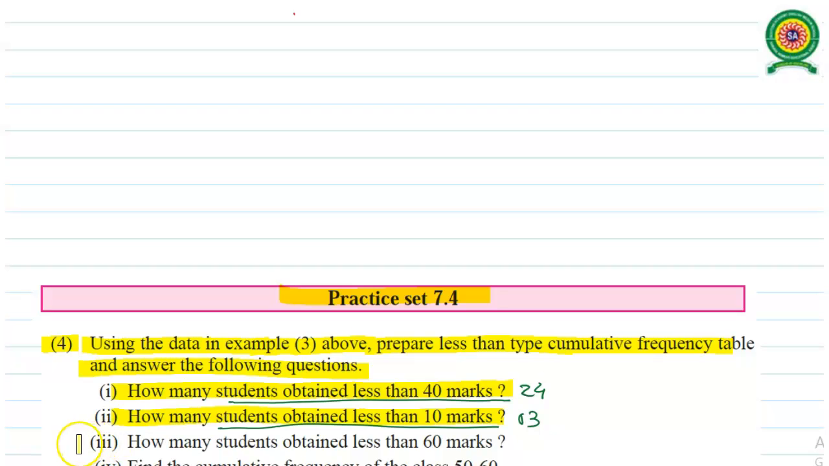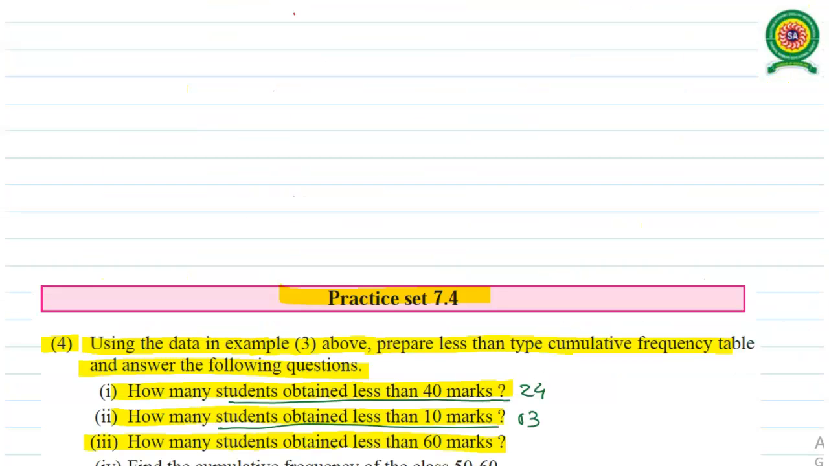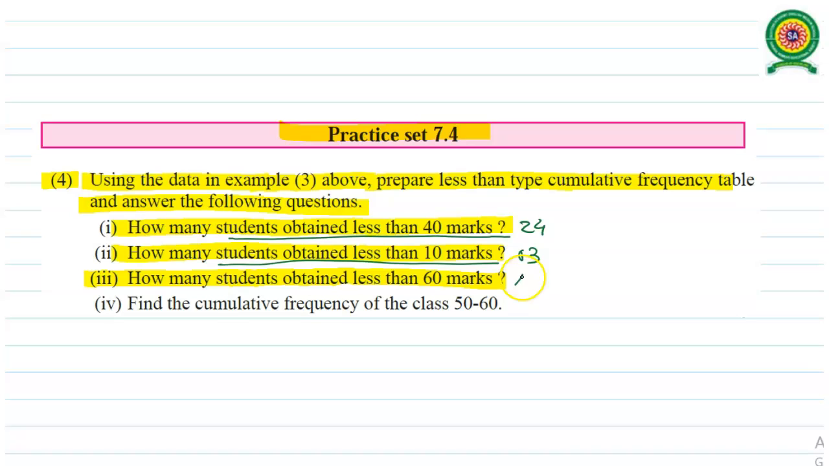Look at the third sub question we have. How many students obtained less than 60 marks? So look at the class now, 50 to 60. That means less than 60. So the total number of students who have less than 60 marks, that means less than cumulative frequency, we have 43 of that class. So our answer is 43.